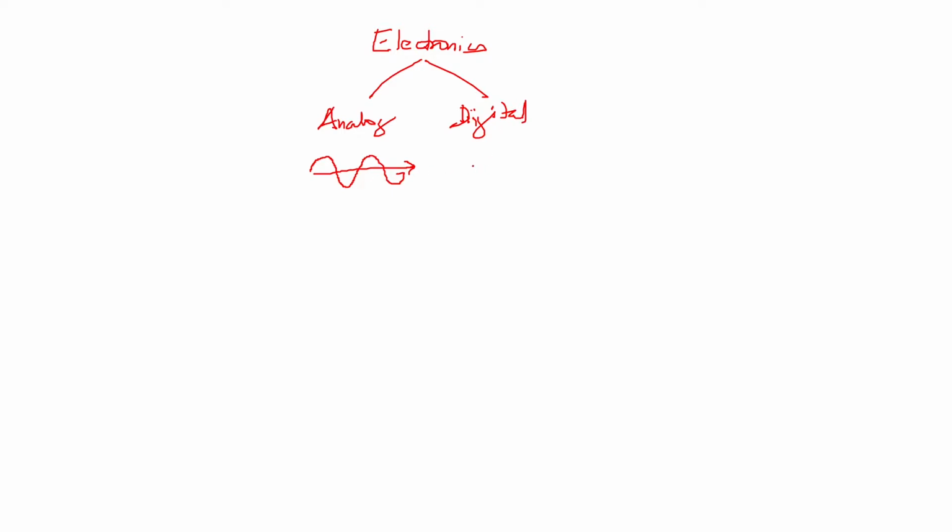Similarly, what do we mean by digital? Instead of having a continuous waveform with respect to time, we'll have a discrete waveform. That is, the value will come at regular intervals, not continuously. It will have its value at a specific time period, not every time. So it is not continuous.